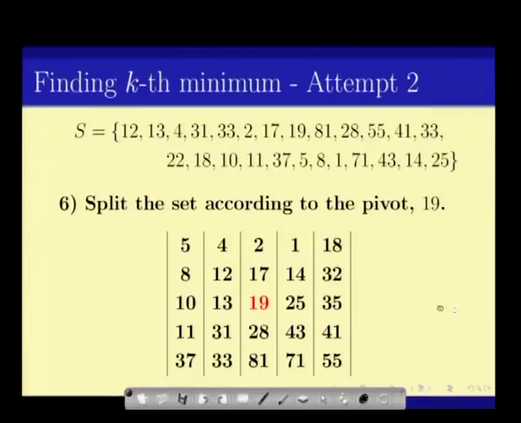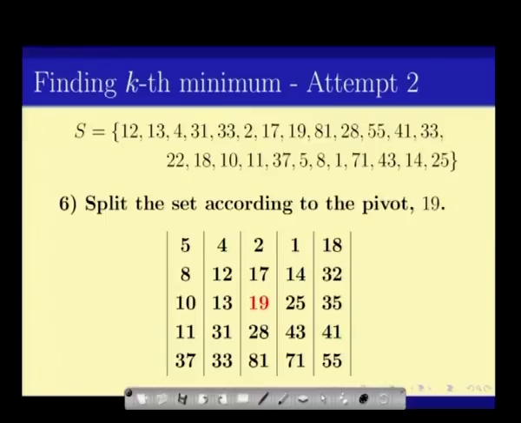Somehow, if we can ensure that the pivot leaves a good chunk of elements smaller than it and a good amount of elements bigger than it, then that pivot can help us a lot. Similarly, here, with this 19 we have already seen that the bottom right hand corner is greater than 19 and the top left hand corner is less than 19.